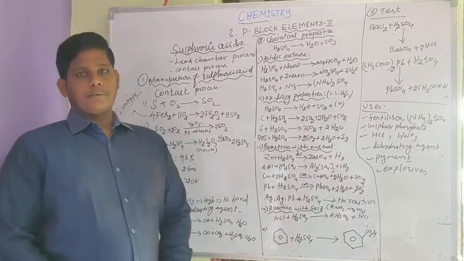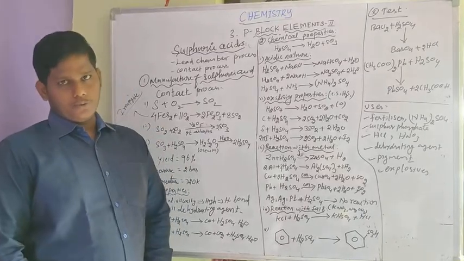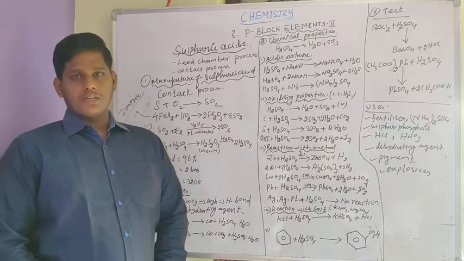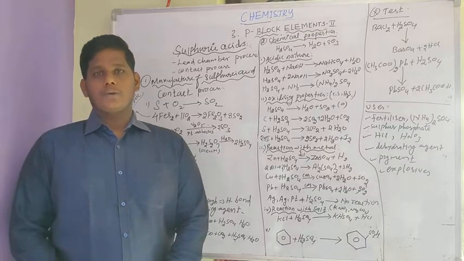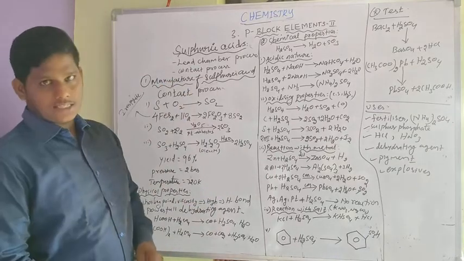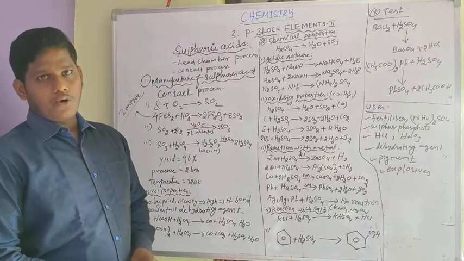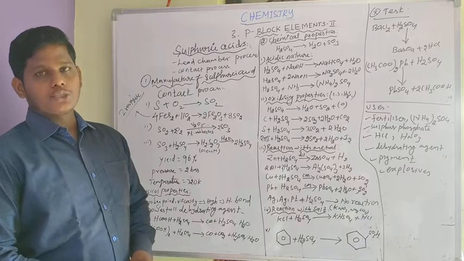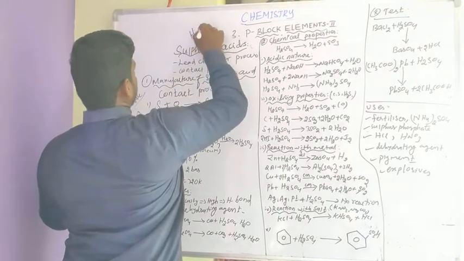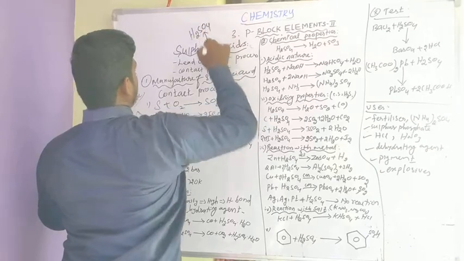Now the chapter is P block elements 2. The topic is sulfuric acid: preparation, properties and uses. First, we will discuss the preparation of sulfuric acid. The formula of sulfuric acid is H2SO4. H2SO4 is known as sulfuric acid.